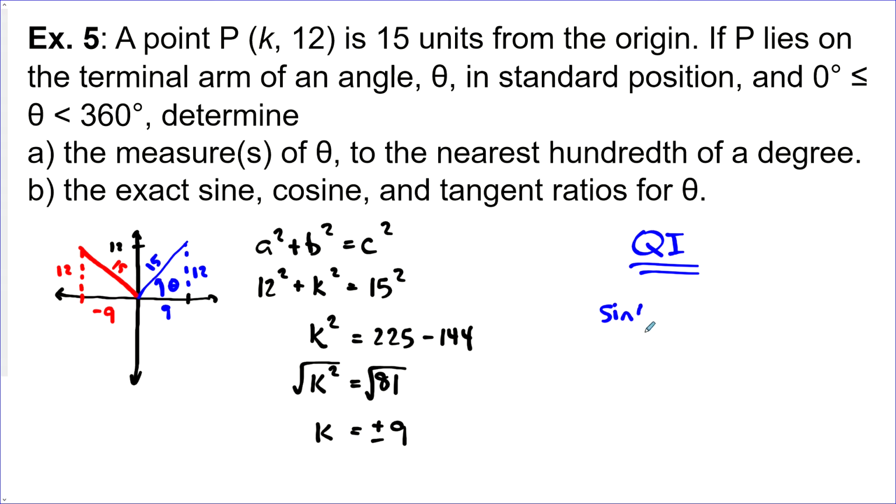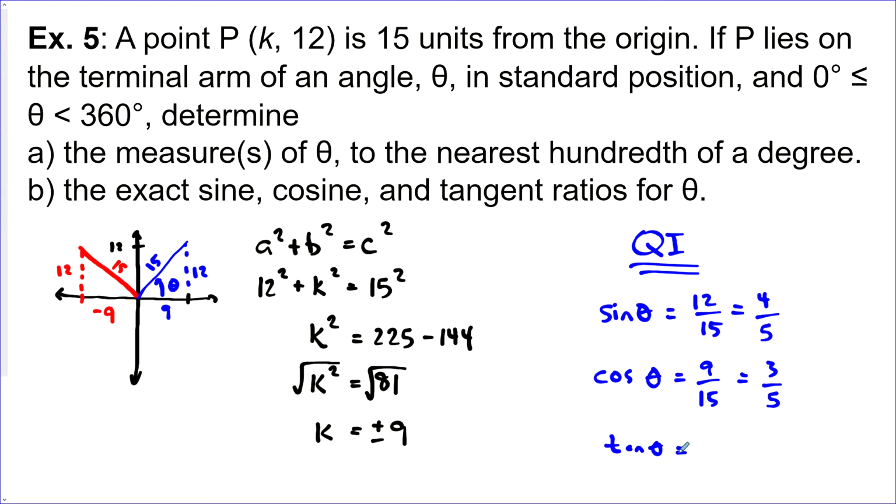We've got sine theta is going to be equal to opposite over hypotenuse, and we can simplify that. Always simplify, even though it doesn't say so in the question. So 4 over 5. Cos theta is equal to, how about adjacent over the hypotenuse? And we can simplify that. And tan theta is equal to opposite over adjacent. And we can simplify that, 4 over 3.